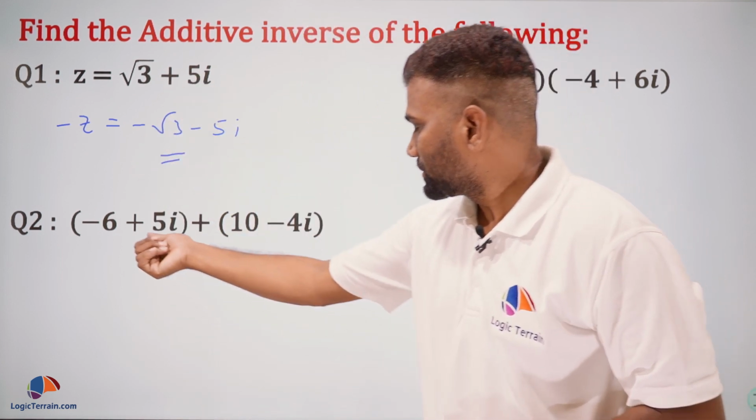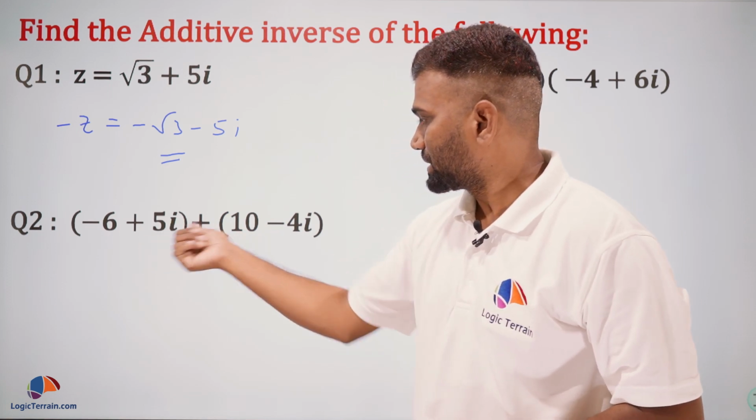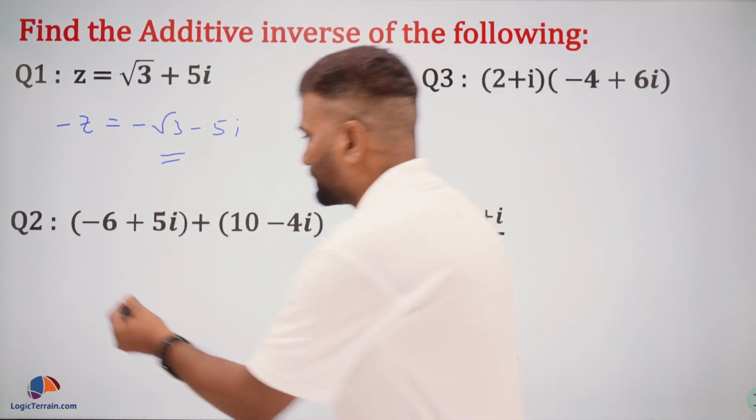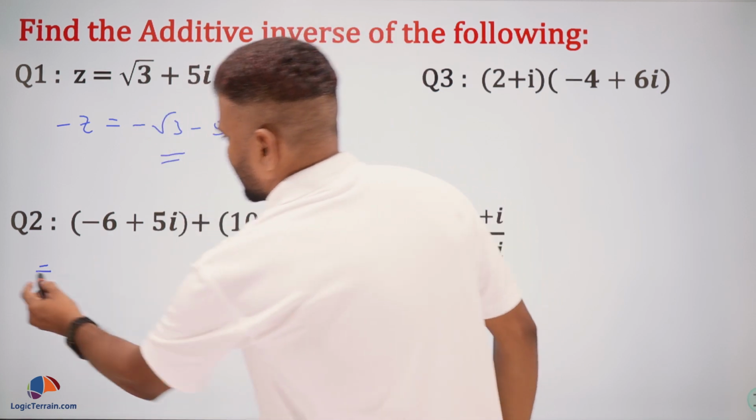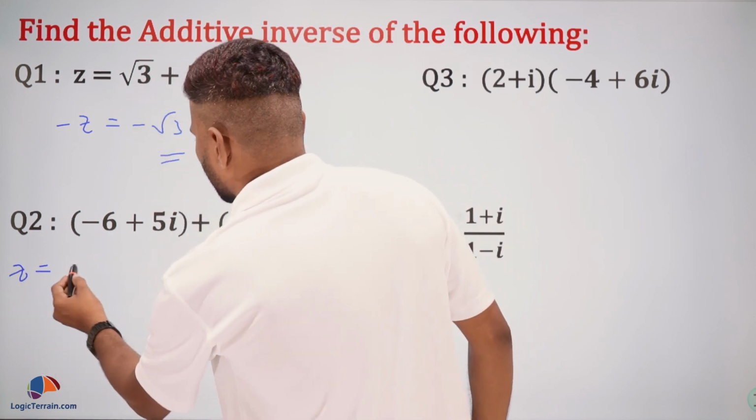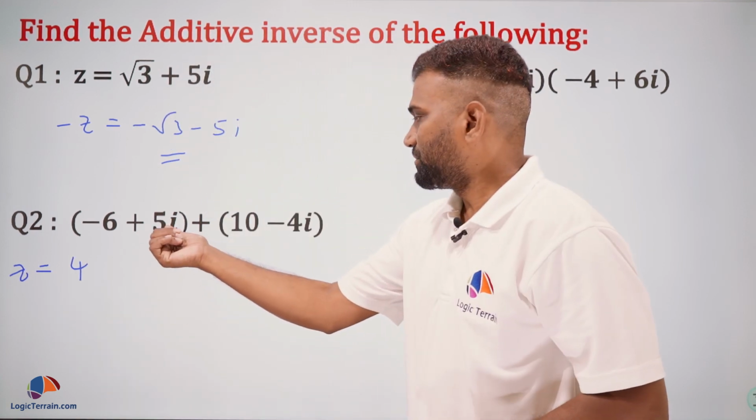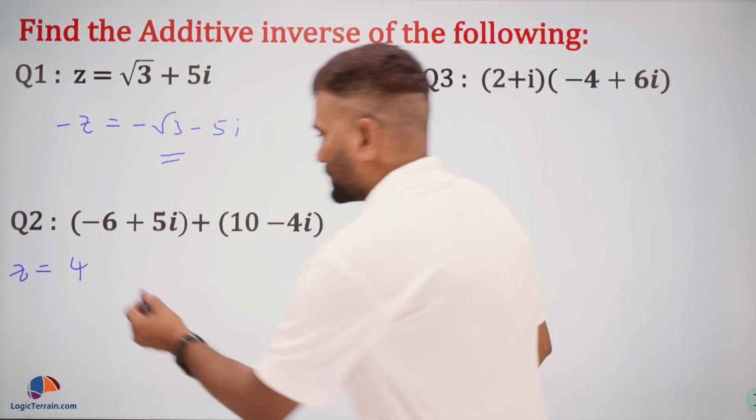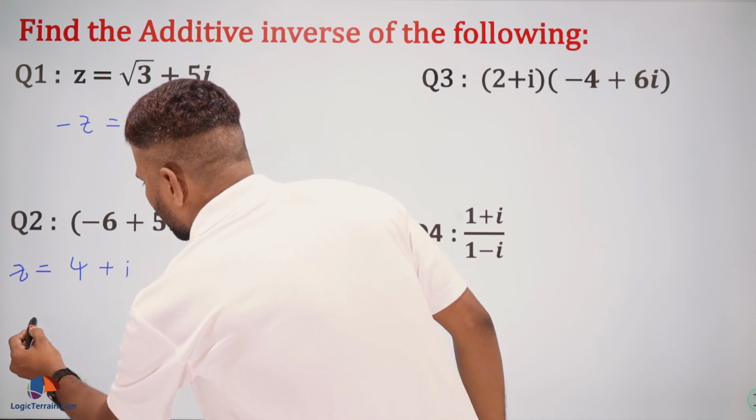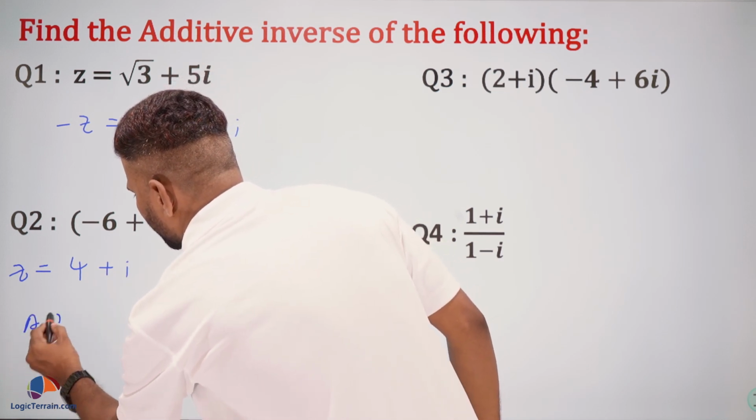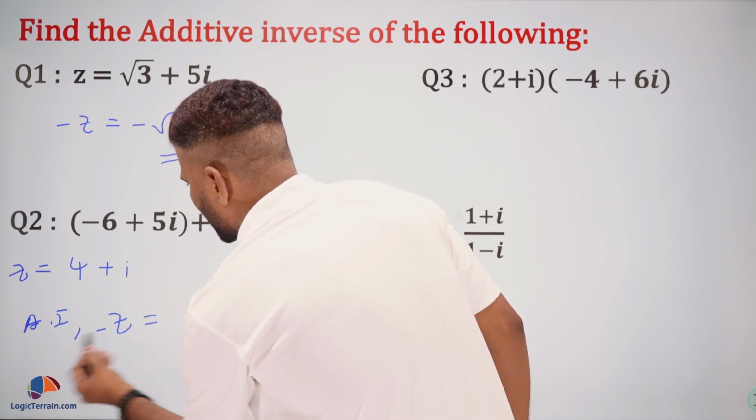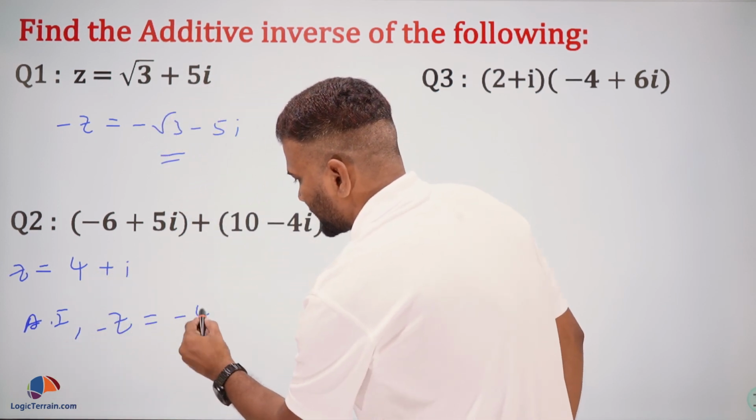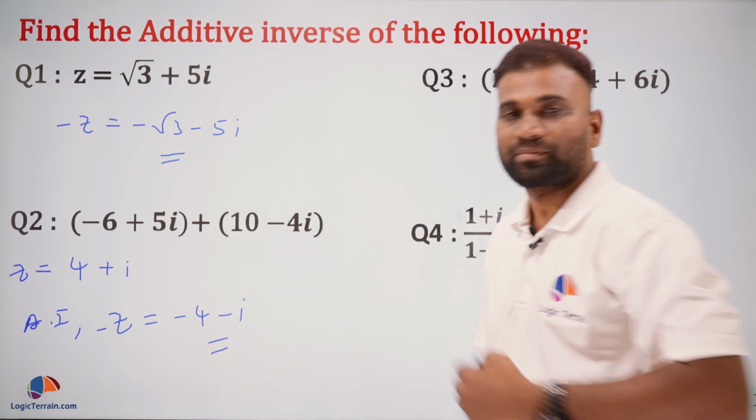For this, there are two complex numbers being added. First we will simplify, then negative 6 plus 10, this becomes 4, plus 5i negative 4i, this becomes plus i. Then the additive inverse negative z is equal to negative of this, negative 4 negative i.